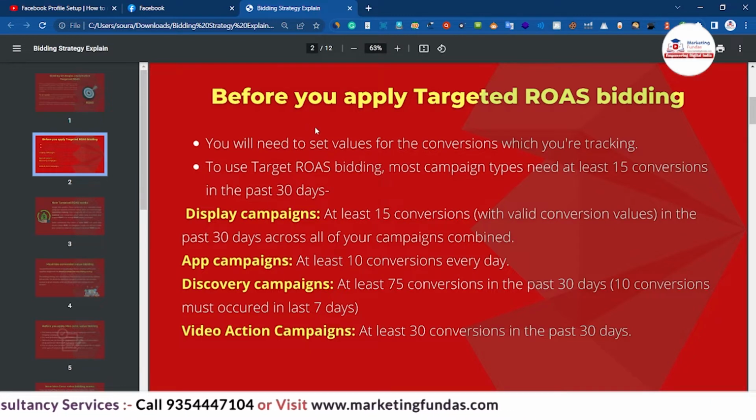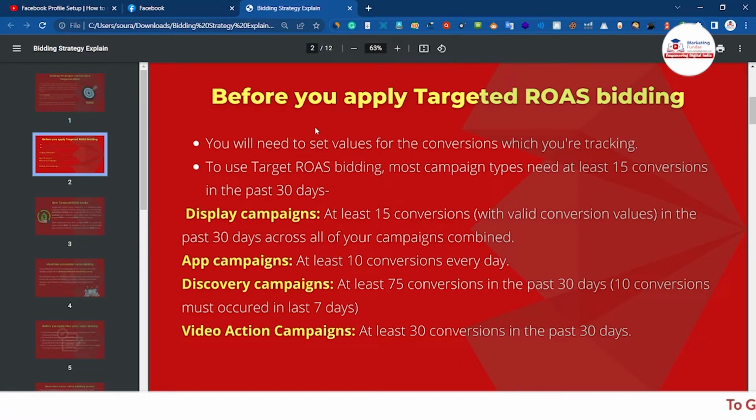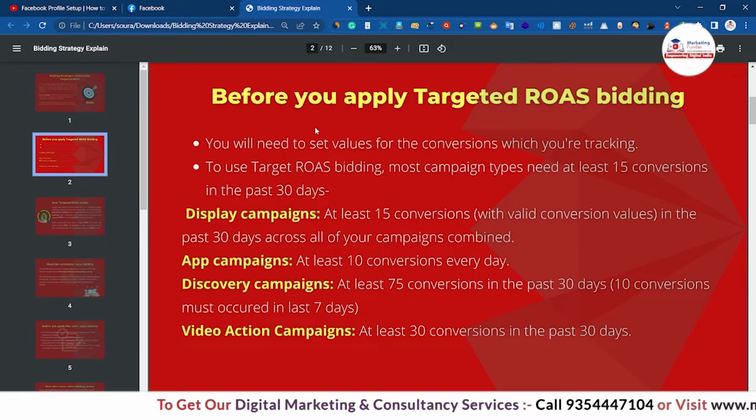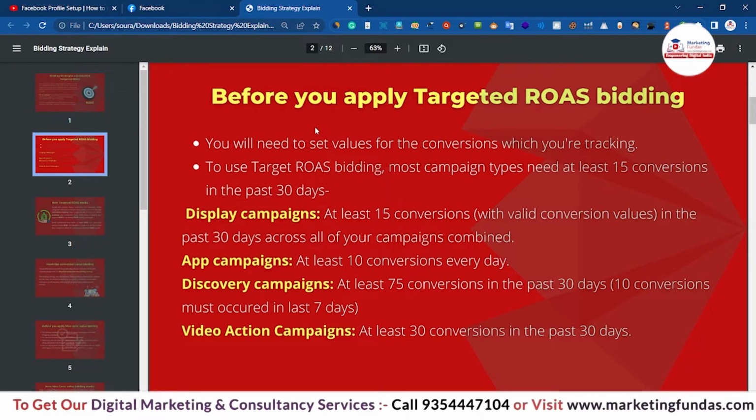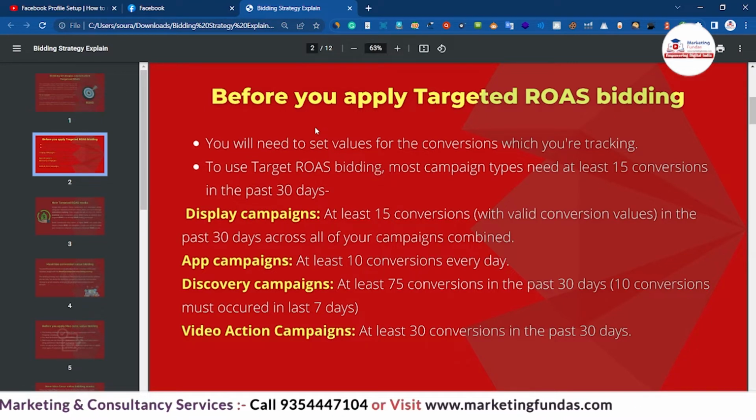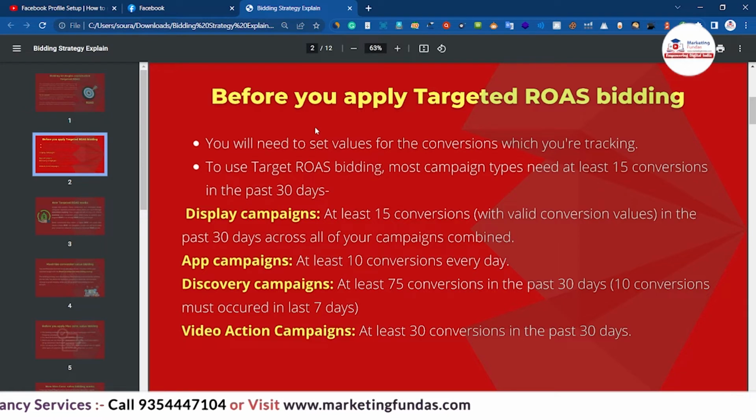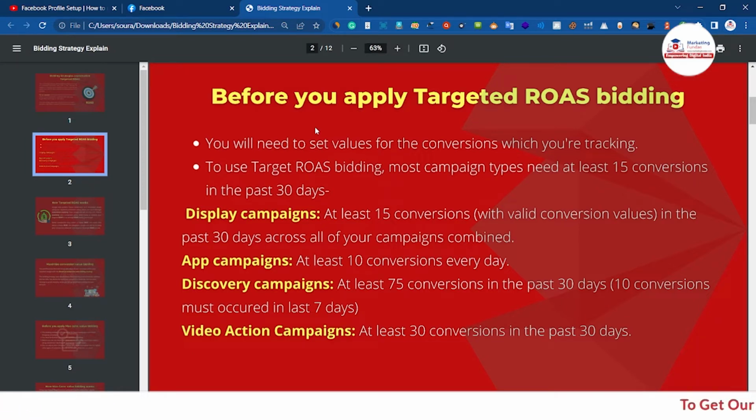See, if you have an e-commerce site, the value of the conversion is already set, which is the cost of that product. But if you have any other kind of site in which the conversion is a lead form, if the person is filling a lead form, that is counting as a conversion. So there you have to set a value manually. Like you can set 1 or you can set 10. That is totally up to you. But you need to set a conversion value.